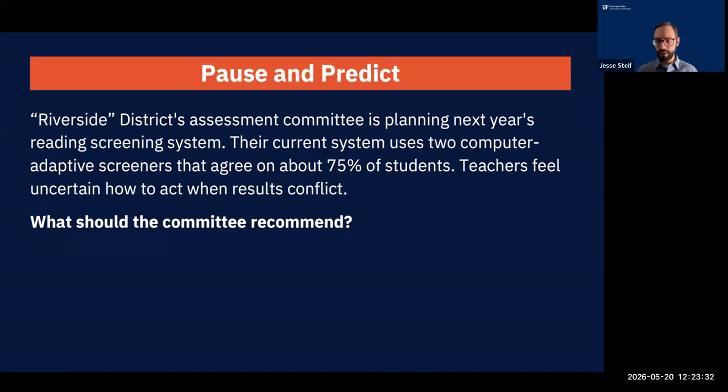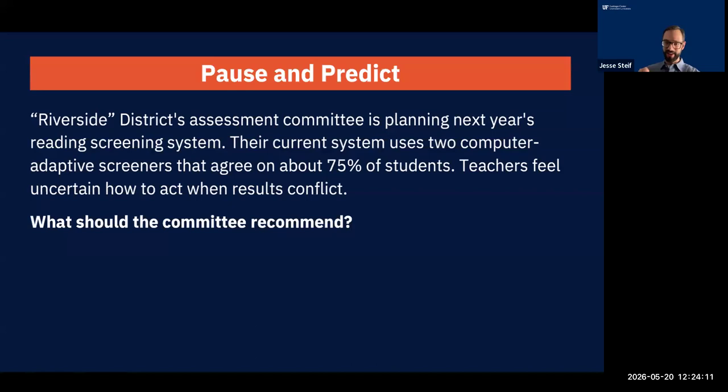So we have a fictional district here that has a district assessment team or a school assessment team. They're planning next year's reading screening systems and talking about what assessments they're going to use, maybe what assessments they're going to get rid of, and what assessments they may add. Currently, they use two computer adaptive screeners, beginning, middle, and end of the year, that will identify the same students as at risk about 75% of the time.